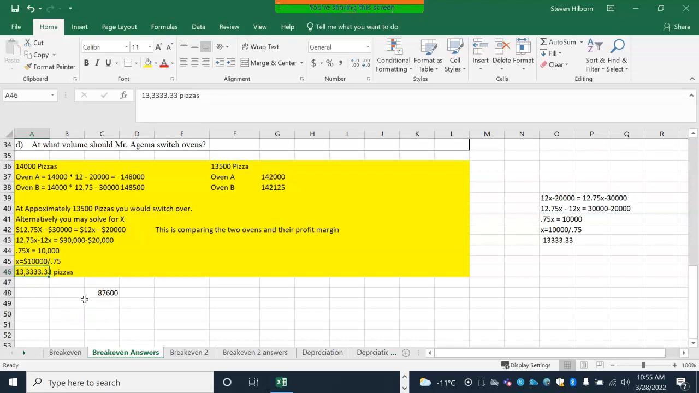So where it doesn't make sense or it doesn't change either oven A or oven B. But once we go more and more and more, and if you ever were to sell 87,000 pizzas, times 12. Hold on. So if you ever sold 87,000 pizzas, you would have a difference of quite a bit of money, $60,000. So if you ever got to that level.